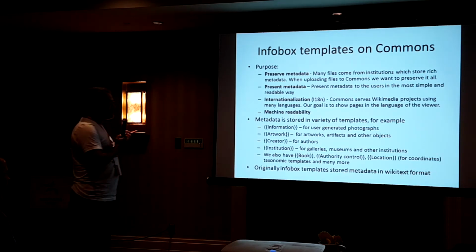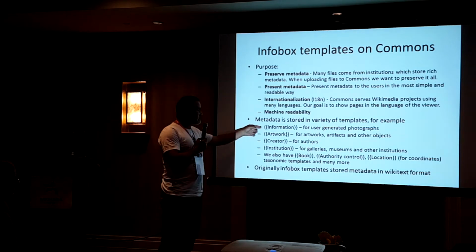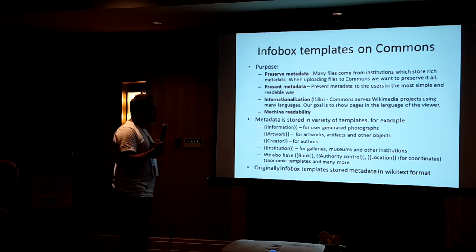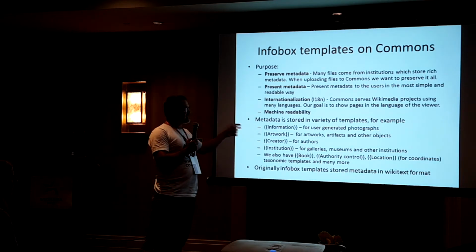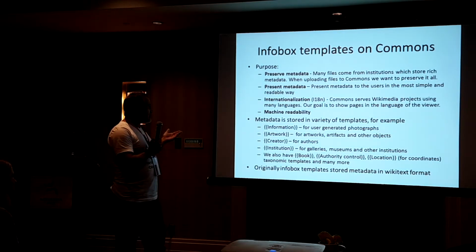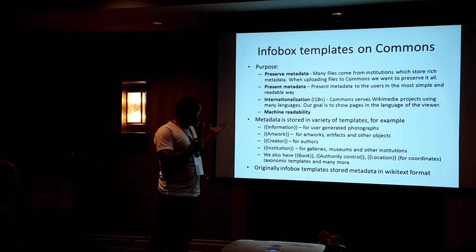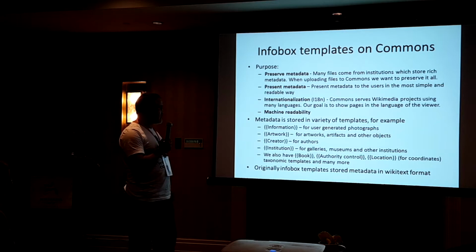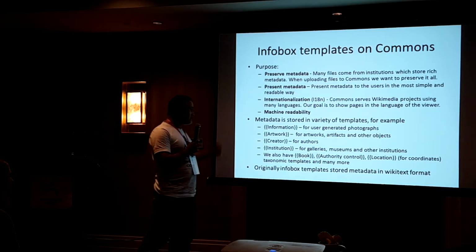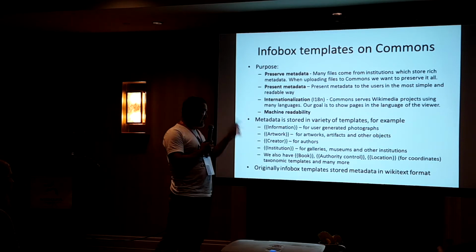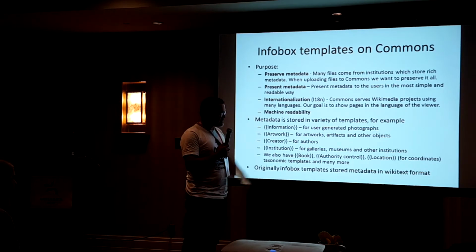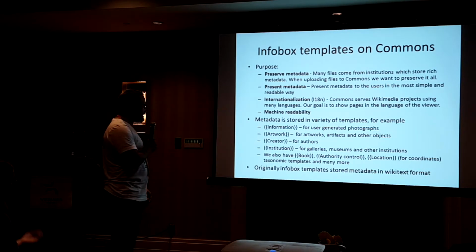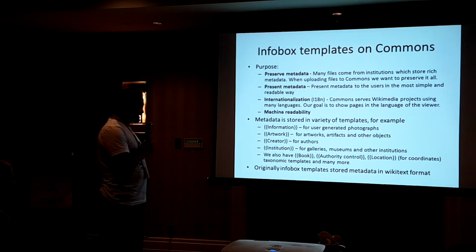Metadata is stored in a variety of templates. We have information templates, which are used for probably 30, 40 million pages; most people are used to that, and it is for user-generated photographs. Artwork is for artworks, artifacts, other objects. We have creator templates for authors, institution templates for galleries, museums, other institutions. We have book templates, authority control templates, locations for coordinates, taxonomic templates. We have templates for everything.